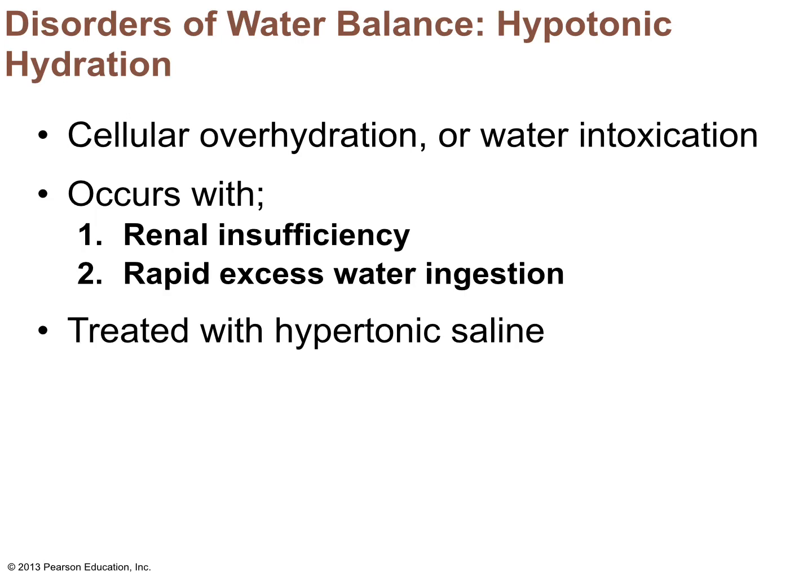Now, could we get too much water? Yes. Hypotonic hydration, which is also called cellular overhydration, which is also called water intoxication. Of course, we need 3 names for the same thing, right? Well, this water intoxication can occur primarily from one of 2 reasons. Either renal insufficiency, with some type of kidney disease where you're unable to flush that water out, or rapid excess water ingestion, so ingesting a lot of water in a very short period of time.